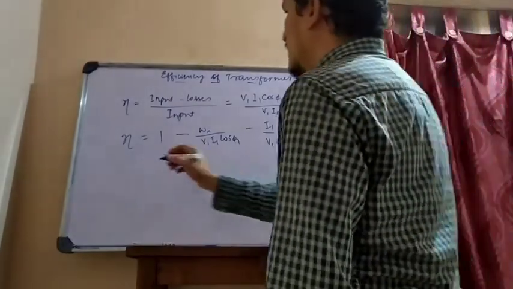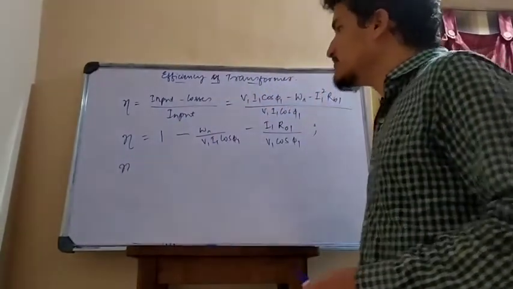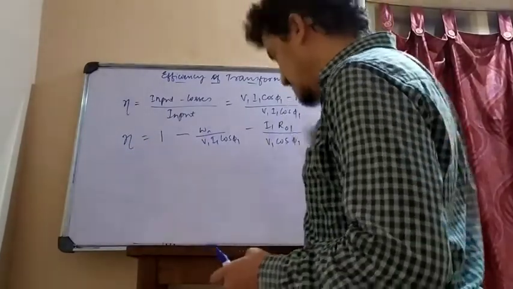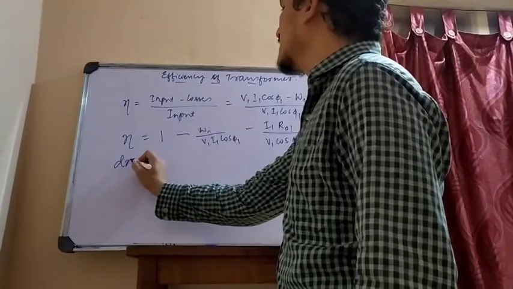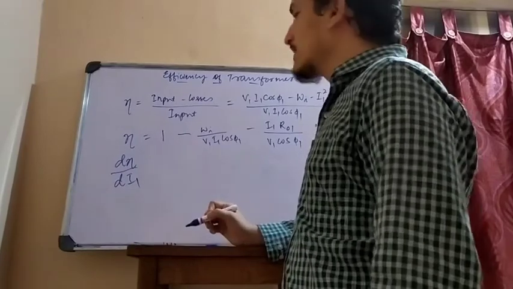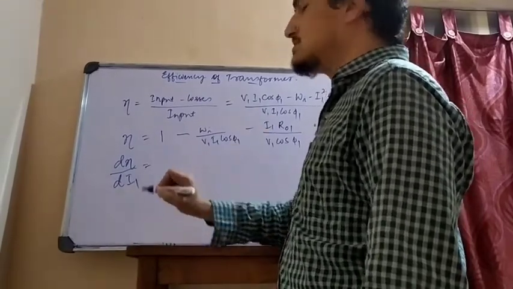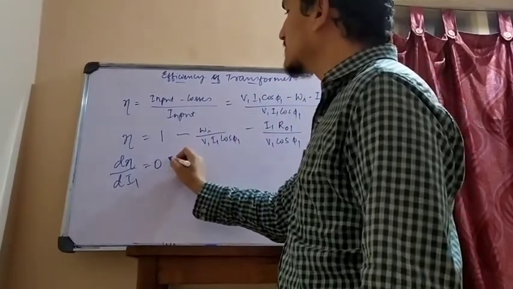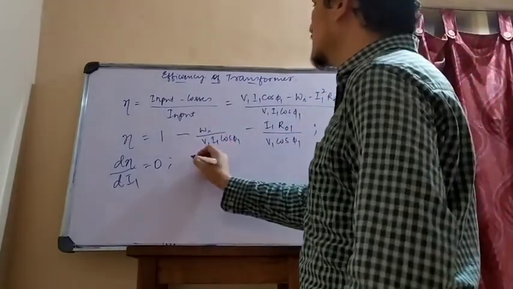Now how will it be reduced? For maximum efficiency, what would be the condition? For maximum efficiency, d eta divided by dI1, where I1 is the primary current, which is the variable. Remaining are all constants. d eta divided by dI1 must be equated to 0. So now you differentiate this equation.